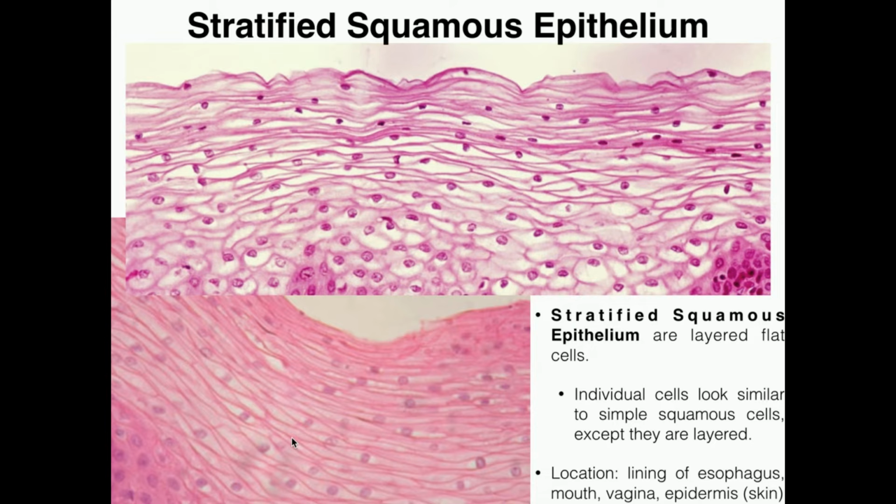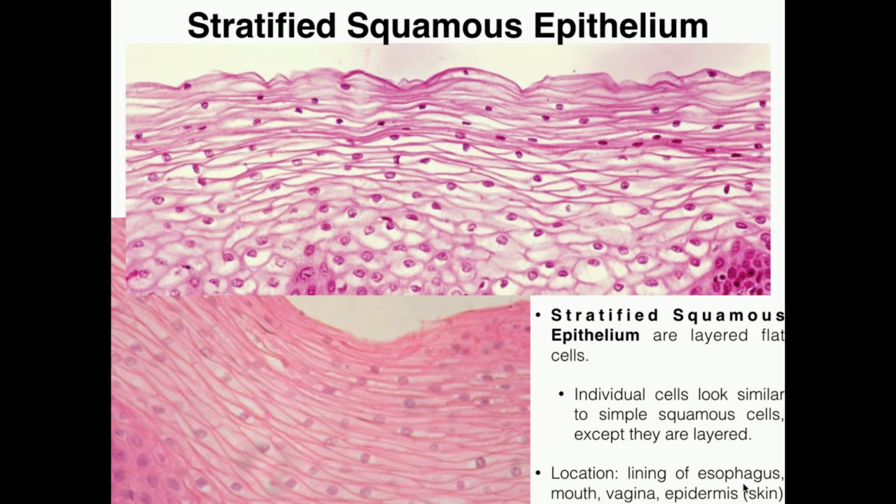Usually the distinction between simple and stratified squamous is pretty obvious because there are usually a lot of layers. And pretty much the stratified squamous epithelium is going to be in any location where you're going to need protection from abrasion.